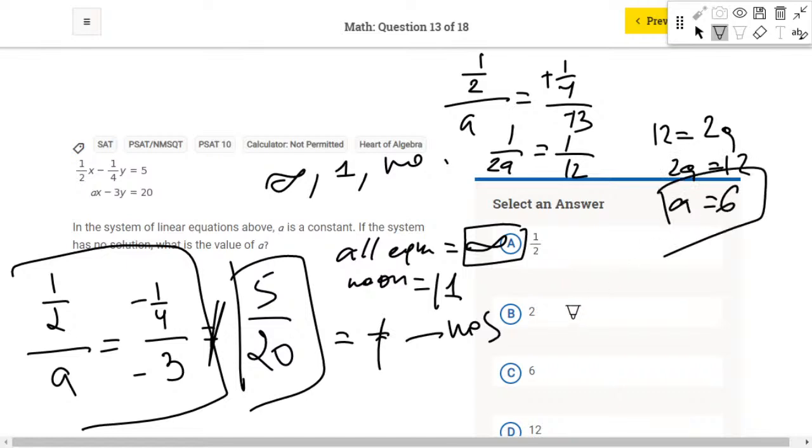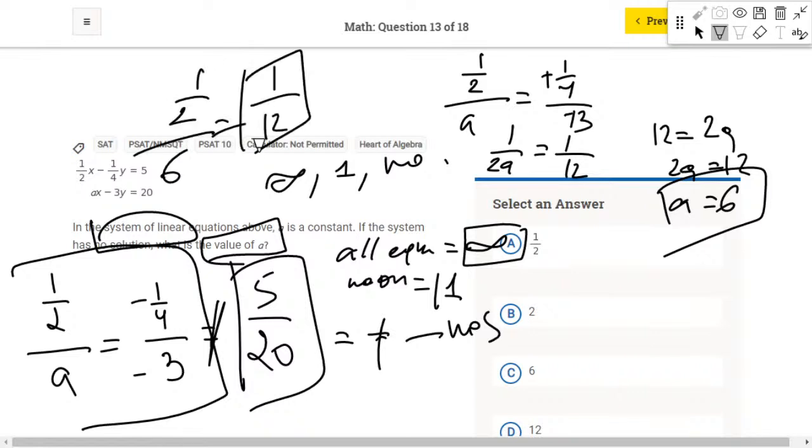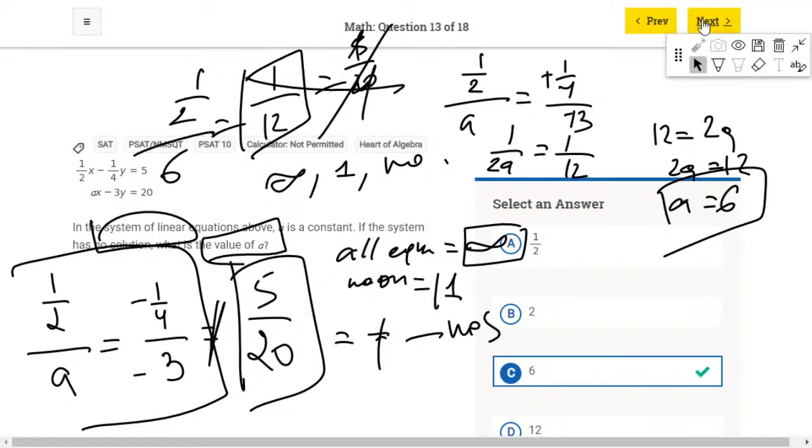What we are asked is the value of a when there are no solutions. So this is that. And we just check: 1 over 2 divided by 6, we get 1 over 12. Does 1 over 12 equal 5 over 20? It's 1 over 4. No, it is not equal. So the answer is 6. Next.